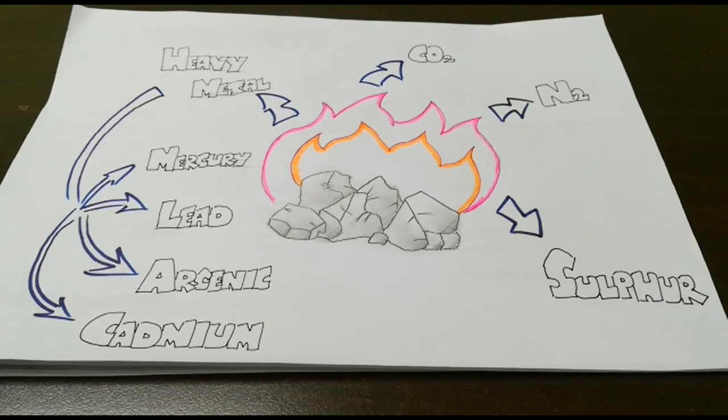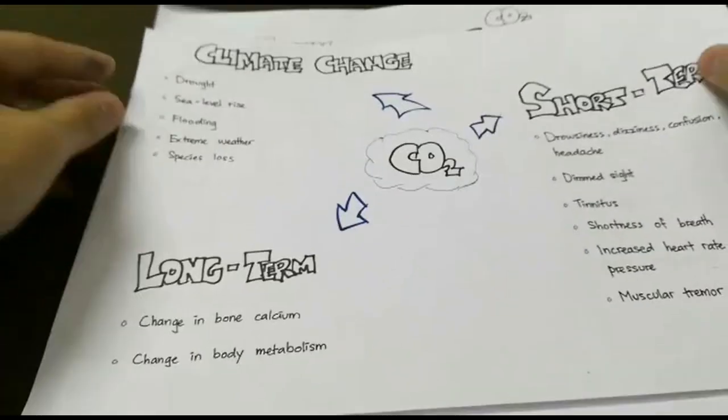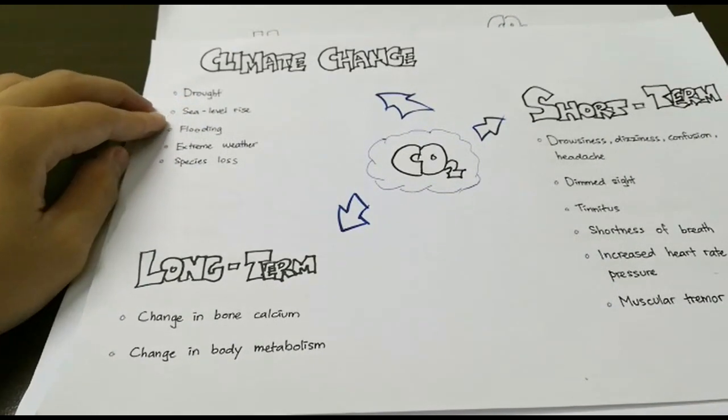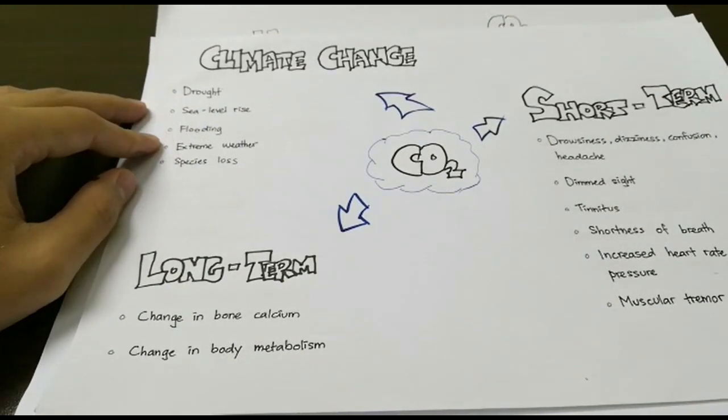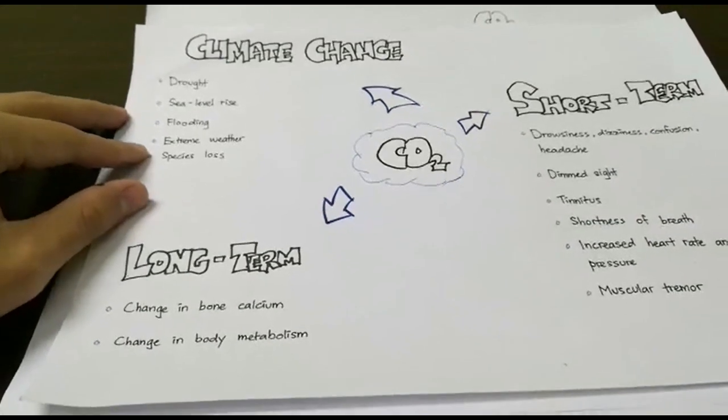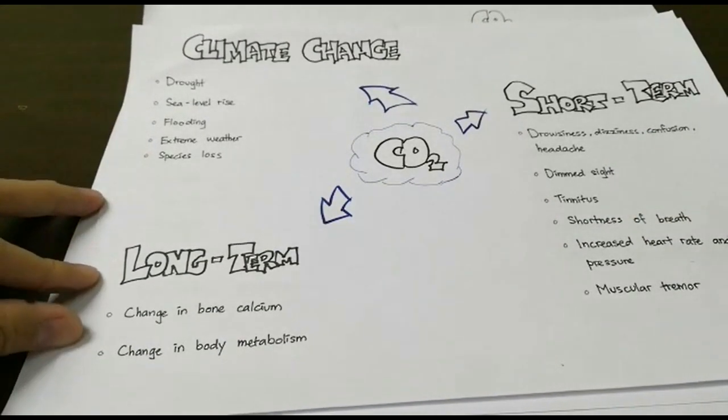During the burning process, carbon dioxide will be produced as a byproduct. As we all know, carbon dioxide can cause climate change, such as drought, sea level rise, flooding, extreme weather, and also species loss. It also has long-term and short-term effects.